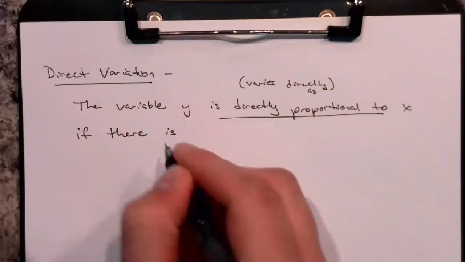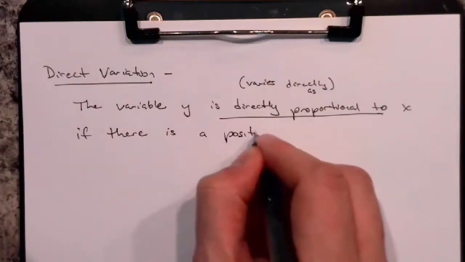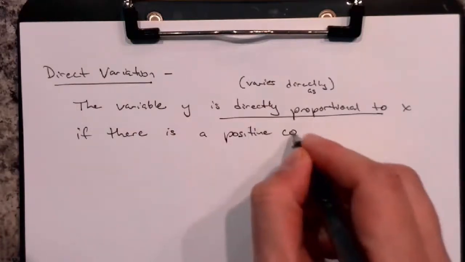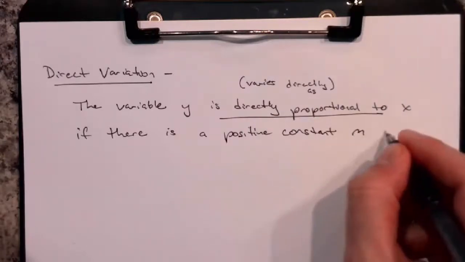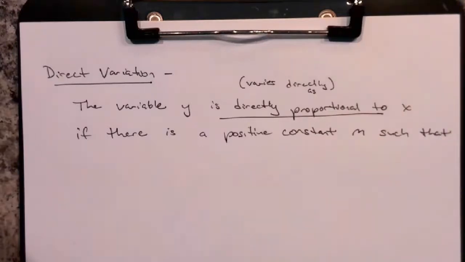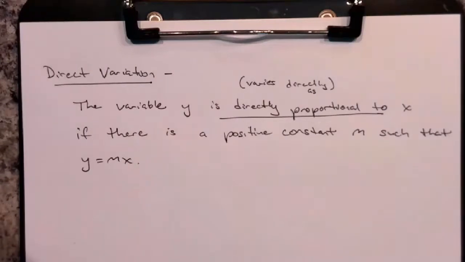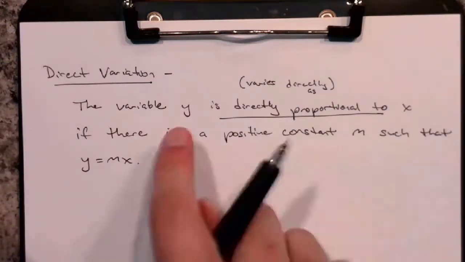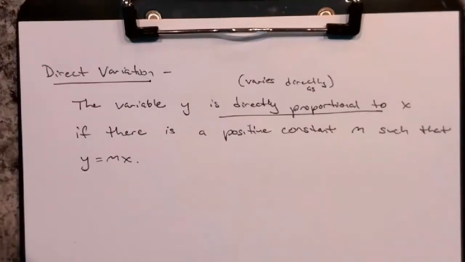If there is a positive constant m such that y equals mx. Now, we used y and x here. We used m as that positive constant. That's something we call the constant of variation.